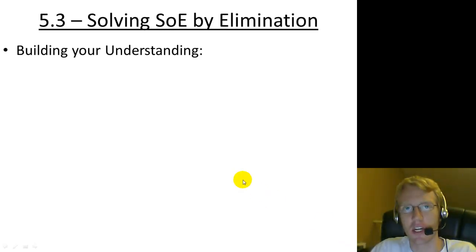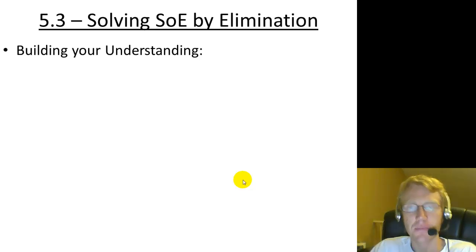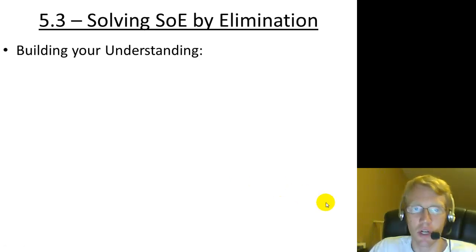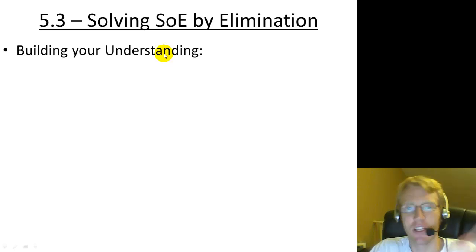Alright, let's take a look at another method to solve systems of equations. This one is called the elimination method. The reason it's called the elimination method is because you're going to line the equations up in such a way that you can eliminate one of the variables. So first let's build our understanding of the idea of the elimination method.